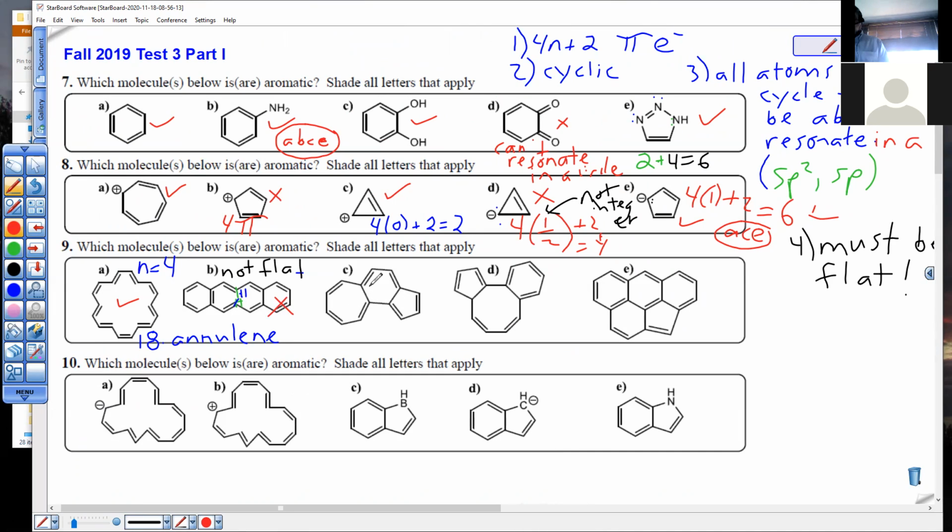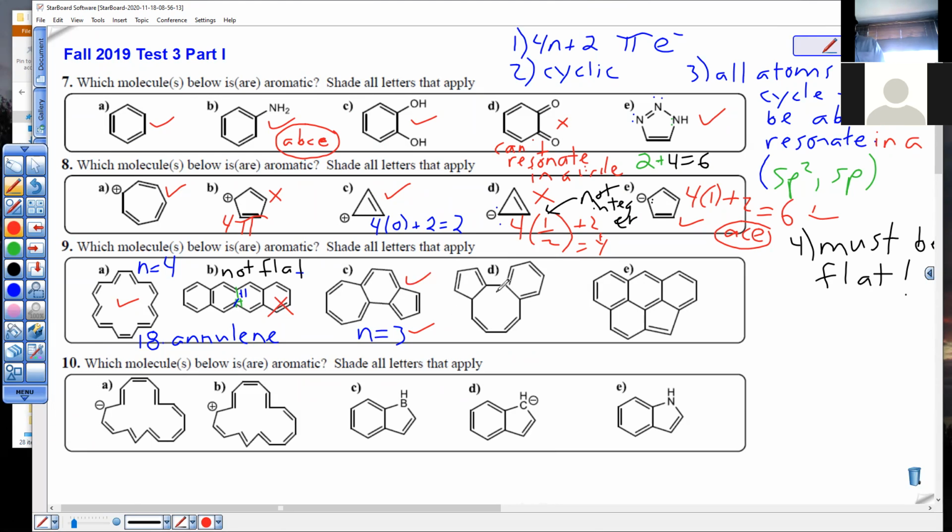I think this was one of the ones that I hinted was my favorite. Let's make sure we have the right number of pi electrons. 2, 4, 6, 8, 10, 12, 14, n equals 3. 4 times 3 plus 2 is 14. Check. And yeah, everything's sp2, every single atom. And we can definitely resonate all the way around here. We can resonate up around here and then resonate around here. Do about 14 resonance forms there. And check.